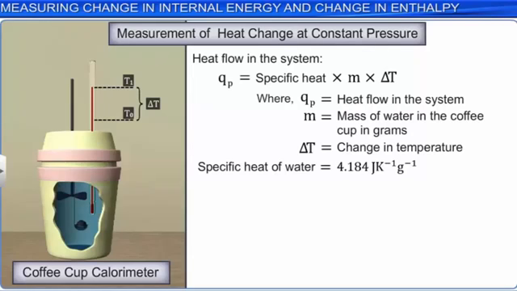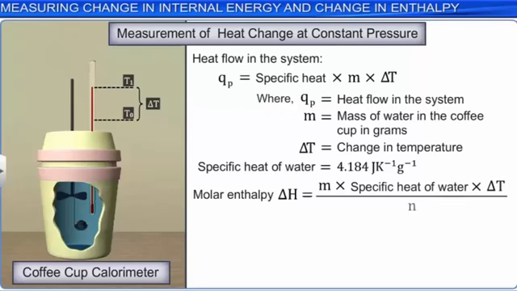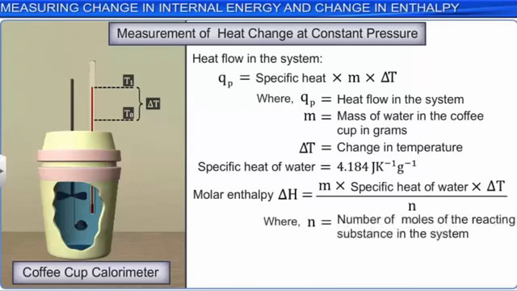Therefore, the formula for calculating molar enthalpy delta H substance is delta H is equal to m multiplied by specific heat of water multiplied by delta T divided by n, where n is the number of moles of the reacting substance in the system. It is important to note that when heat is absorbed or evolved by the system at constant pressure, we are actually measuring changes in the enthalpy. Therefore, delta H is equal to Qp.